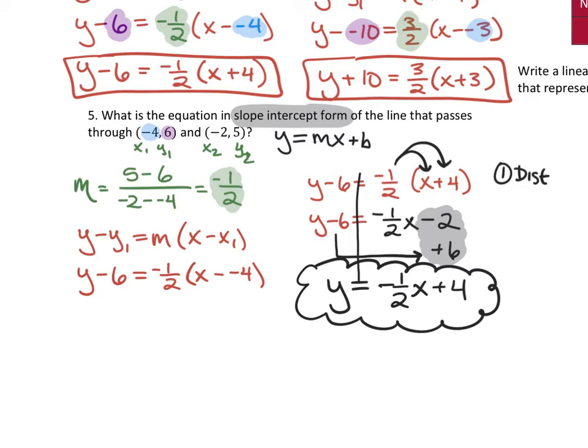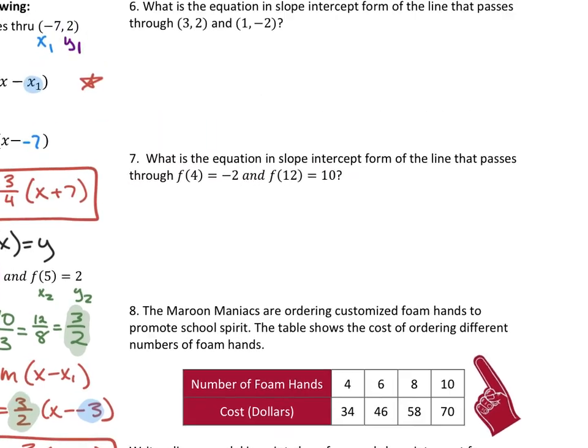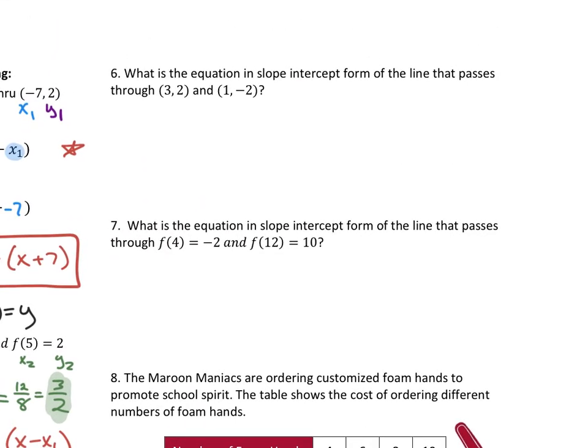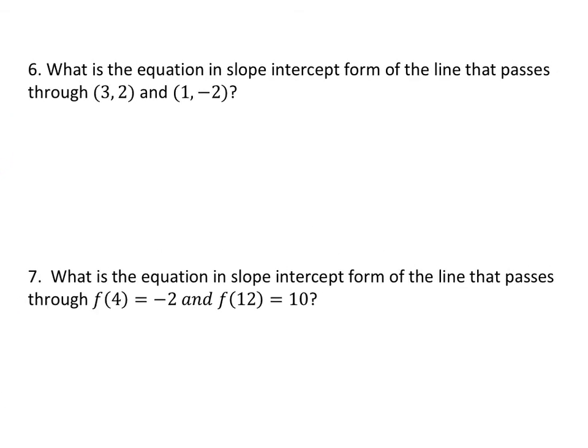I feel like we need to see this process one more time before I let you try one. So we're going to do number 6 together, and then number 7 will be yours. Again, this says, what is the equation in slope-intercept form of the line that passes through those 2 points? Slope-intercept form is y equals mx plus b. So we have to do the full process here. We need a slope and a point. But with 2 points here, this guy and this guy, we can find our slope.